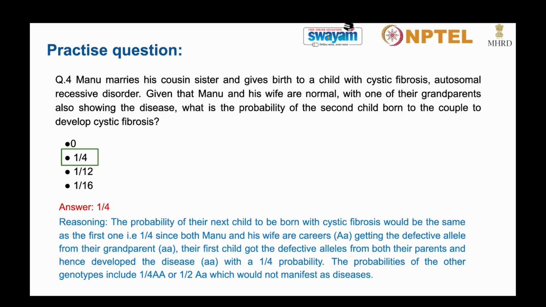So is it clear why this ratio is 1 by 4? Because in this case, both were having this heterozygous form, capital A small a, capital A small a. So that's why there is a 1 by 4 chance that their child would have this cystic fibrosis allele. This problem is a little bit less complex because it has already mentioned that it is autosomal recessive. In case it is not mentioned, then it becomes a tricky question. Then it would be difficult to identify the genotypes of the parents.